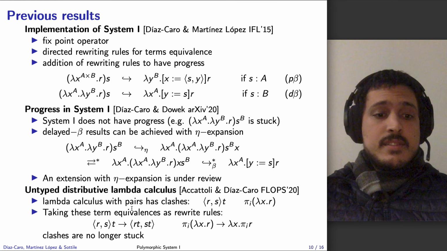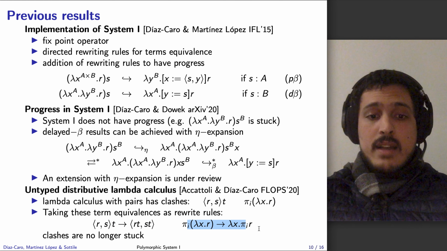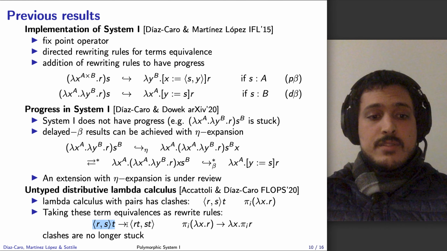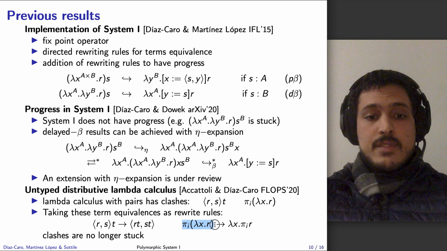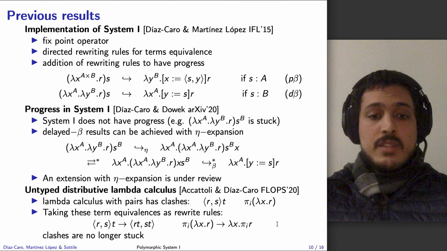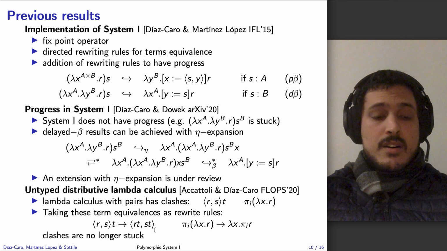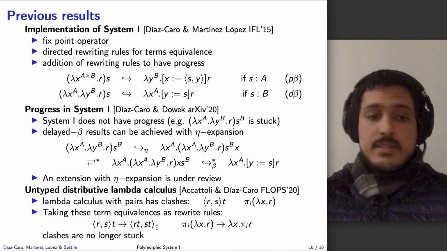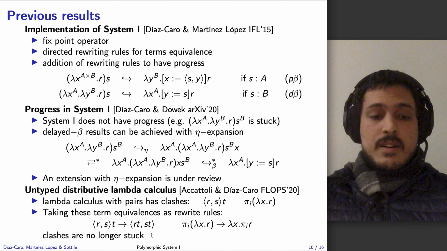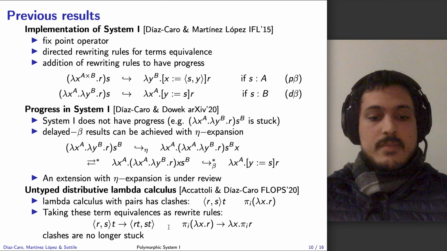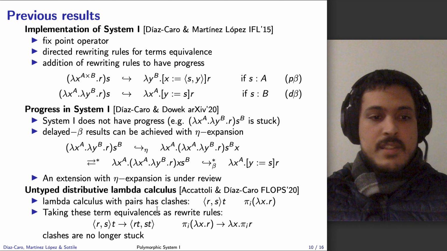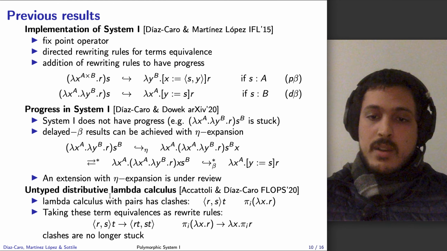But if we take these term equivalences, right, these two as rewrite rules for this lambda calculus, we get that this elimination gets transformed into an introduction, and this other also into an introduction, and we have that all normal forms are introductions. So we have progress in this calculus, since these terms are no longer stuck. So the interesting thing here is that in the type distributed lambda calculus with pairs, there's progress.